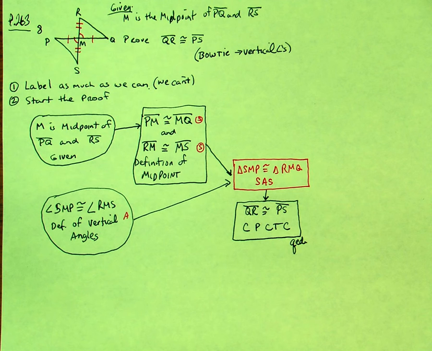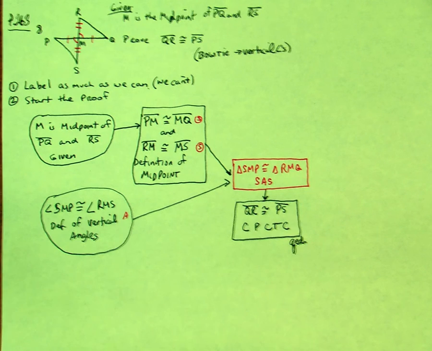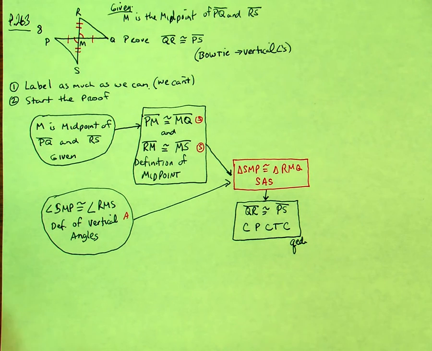So we're going to be stuck using definitions all the time. So we're going to be stuck using definitions of midpoints, of vertical angles, things like that. Anything shared. The biggest things are vertical angles, shared sides, midpoints, parallel lines. Those are the four big things that we need to deal with.